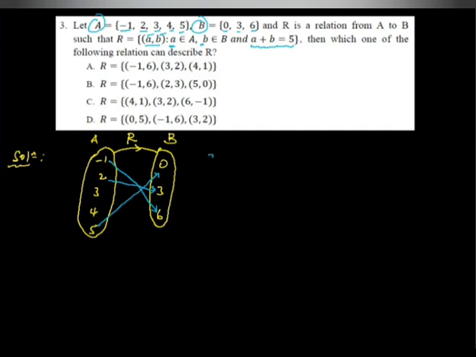So our relation R will contain the set of ordered pairs -1 with 6, then 2 with 3. The third option is 5, 0. So these can be the ordered pairs of the relation R. So our answer for this question will be B.